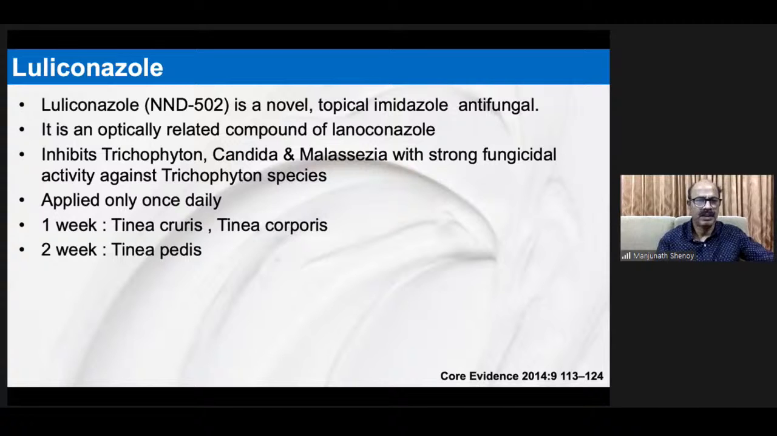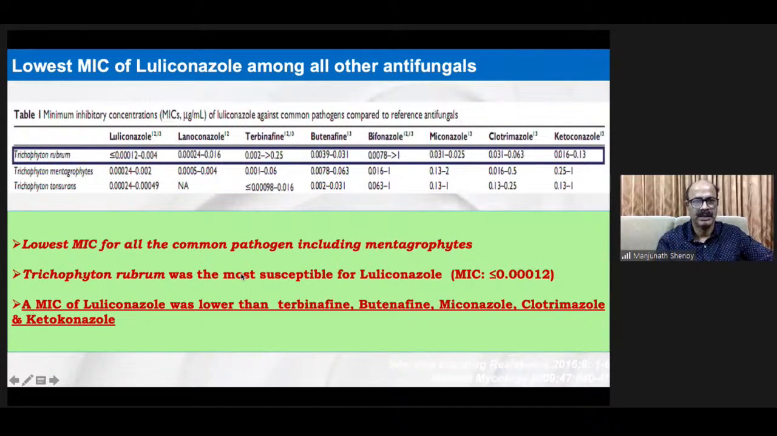And if you see the foreign literature, for Tinea pedis it is just 2 weeks. For Tinea corporis and cruris it is 1 week. But in India, if you say 1 week therapy, we all would laugh at it. It's a joke. However, it's a good molecule. We may have to use it for a longer duration, but they are decent.